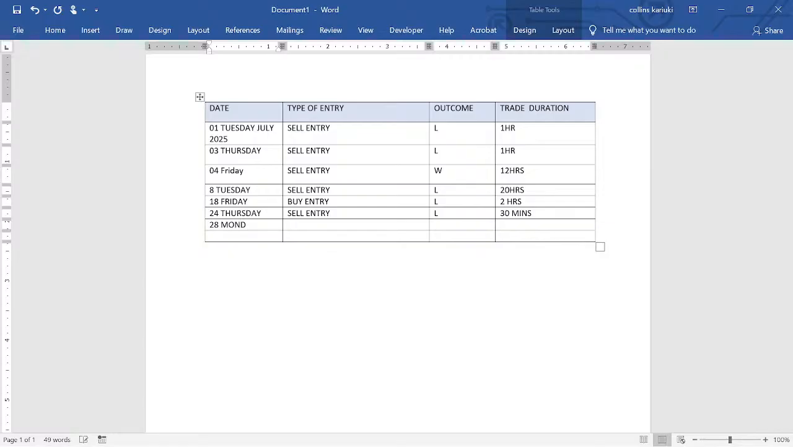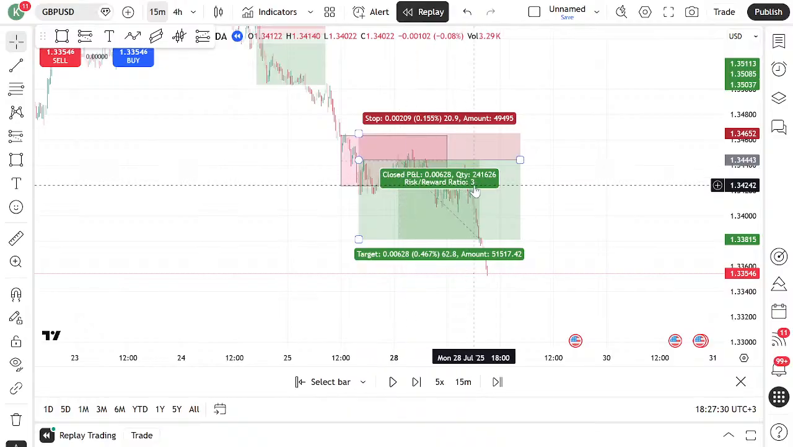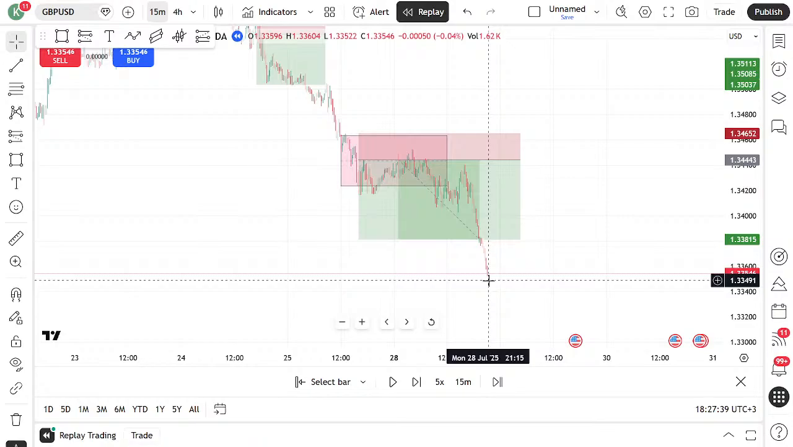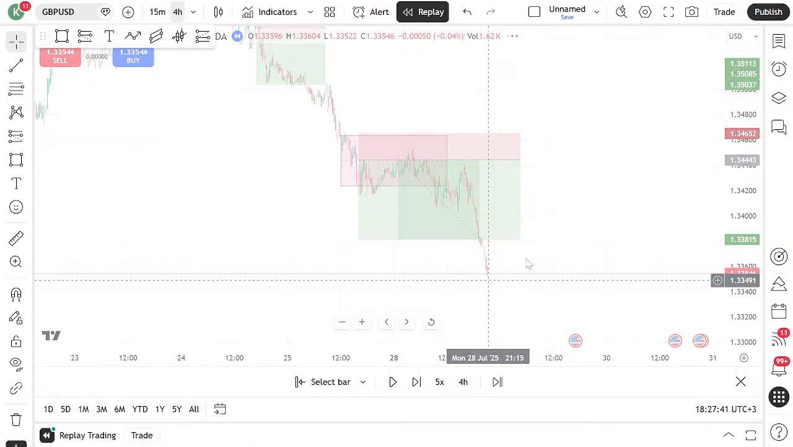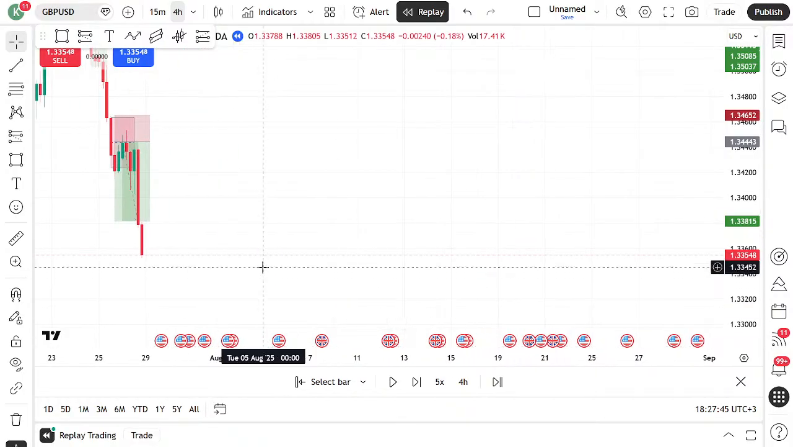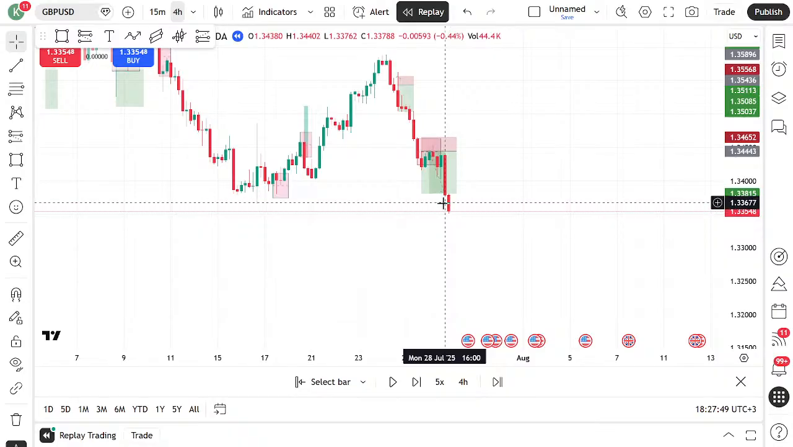28th on a Monday. It was a sell entry, which resulted in a win. And the overall duration, we entered it at Monday 1 and it closed at Monday 18. So around 18 hours of holding time. So you can basically see how much time you need to hold and trade when you're using this kind of strategy. So this was Monday.